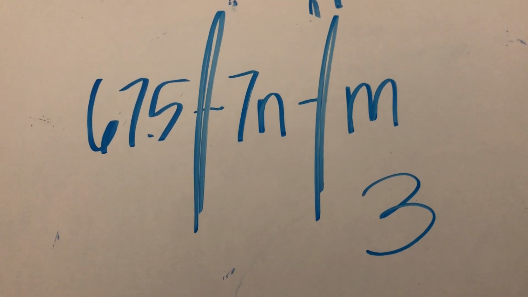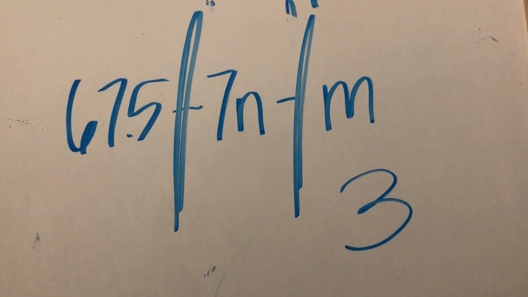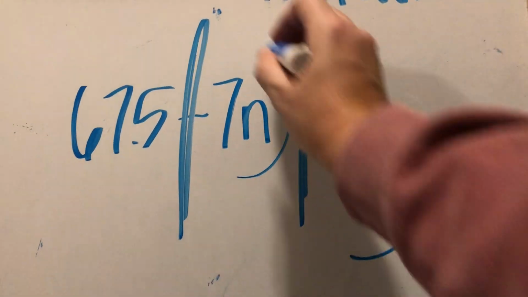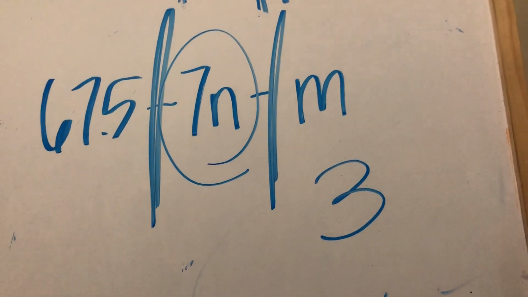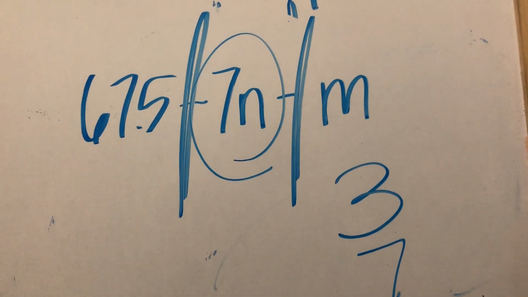And my second question for this one is what is the coefficient? So remember, it's the number that's multiplied together with the variable. Here's our variable, and the number that's multiplied together with it, our coefficient, is going to be 7.